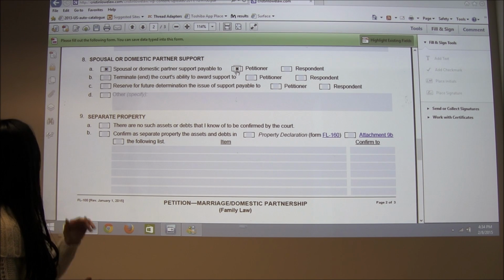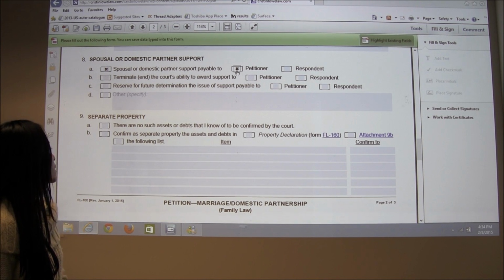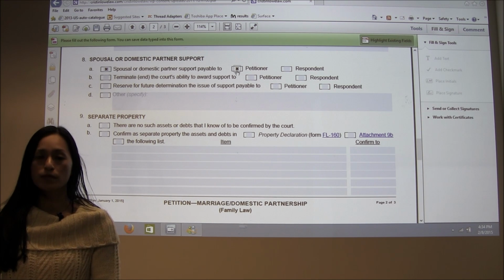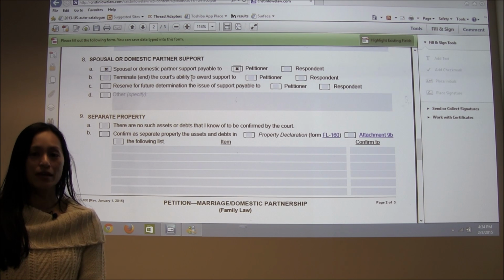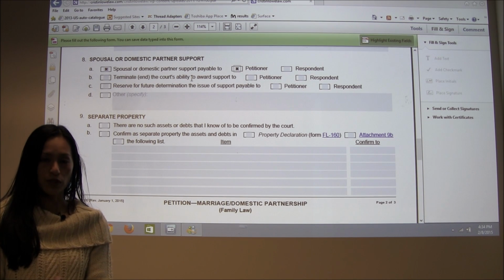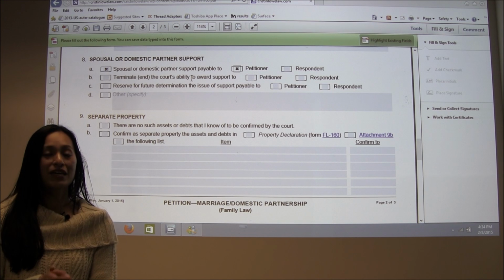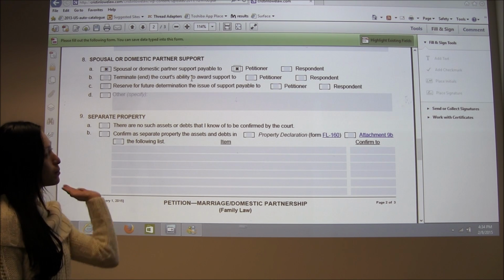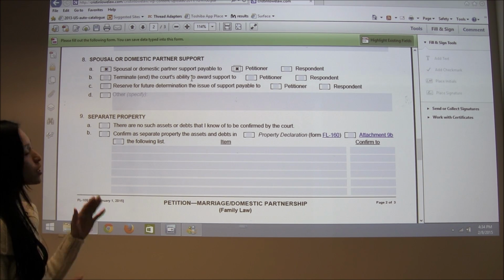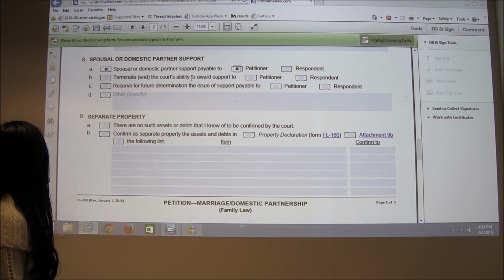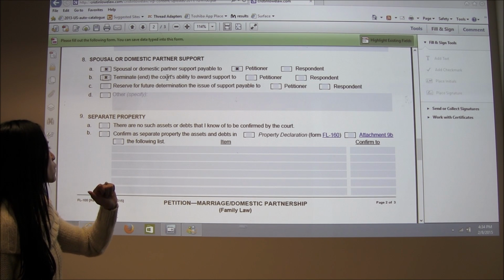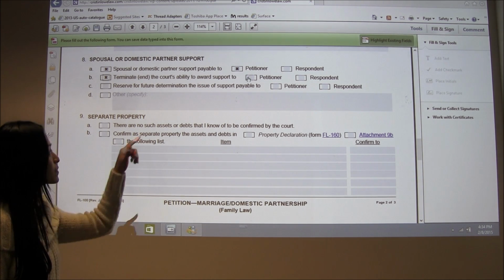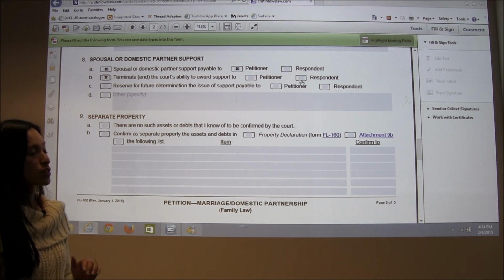All right, so the next one is B, terminate or end the court's ability to award spousal support. It's the same thing. It's one of those easy things to mix up. So you think about it. Do I want to pay spousal support to my spouse? Yes or no? If I don't, then I want to check the box for the other party. So in this case, John doesn't want to pay spousal support to Jane. So he's going to check the box 8B, and end the court's ability to award spousal support to, not him, because that would be the mistake. We want to check the box respondent, meaning her.